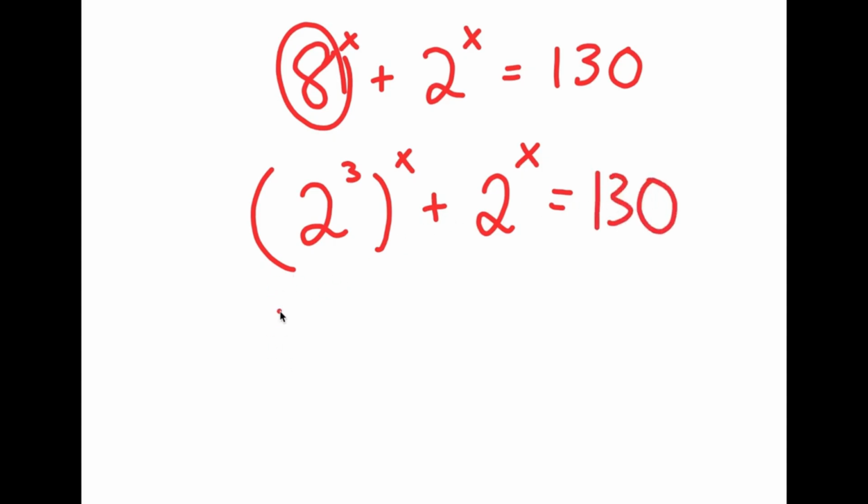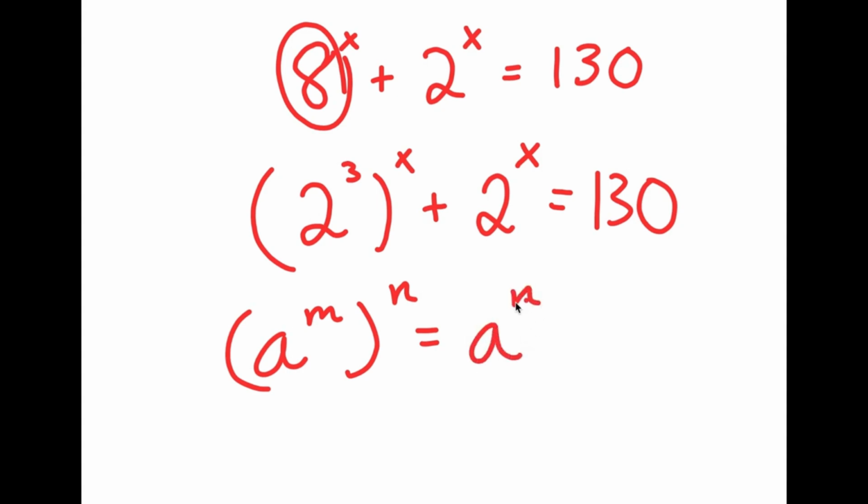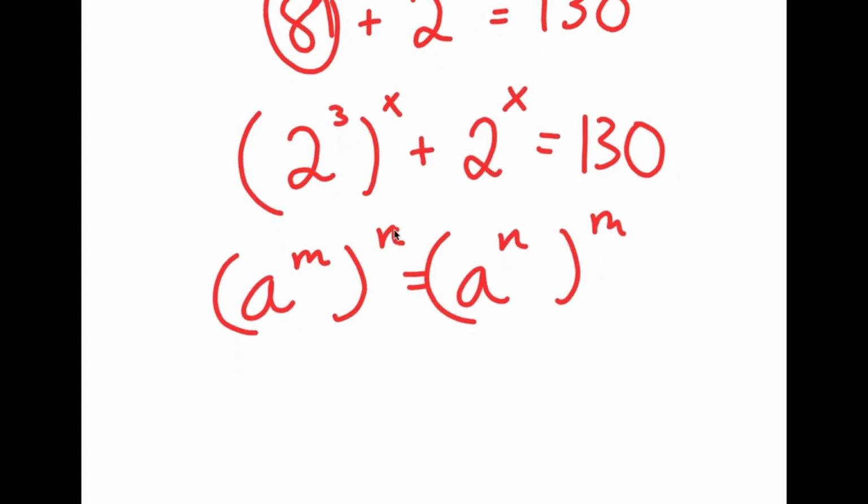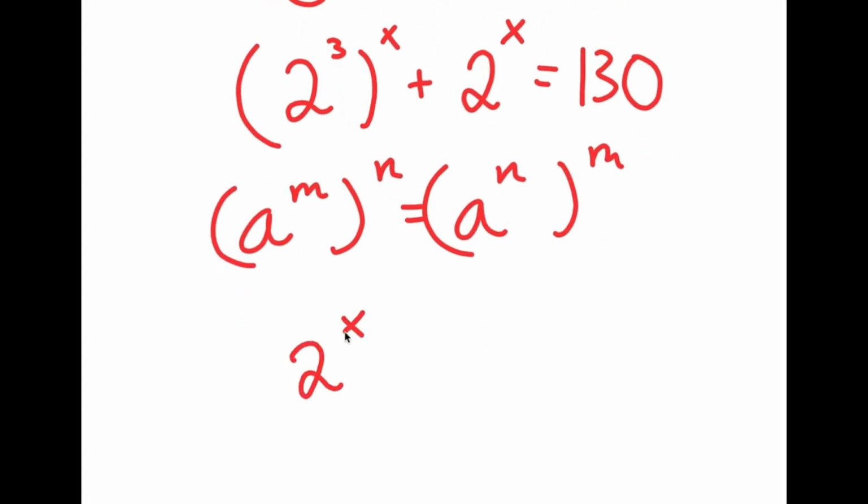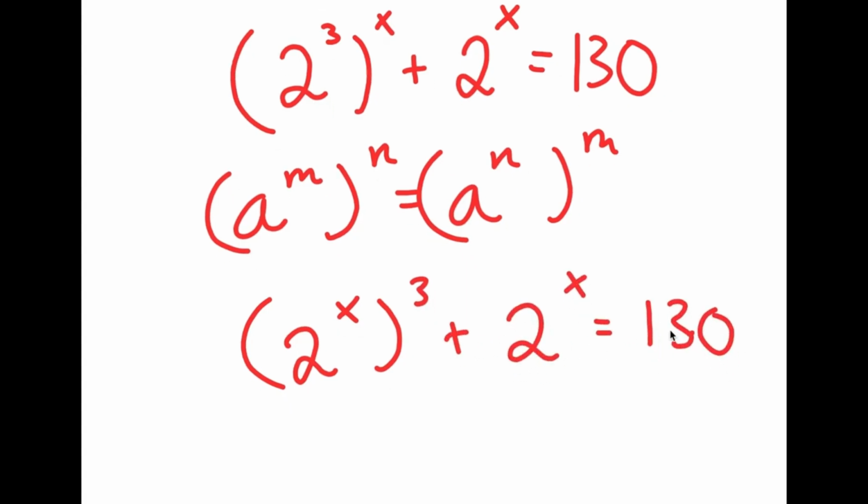Now, if I have something in the form a to the power of m to the power of n, this is equal to a to the power of n to the power of m. So these two are the same thing, meaning 2 to the power of 3 to the power of x, I can rewrite that as 2 to the power of x to the power of 3. And now I have this plus 2 to the power of x is equal to 130.